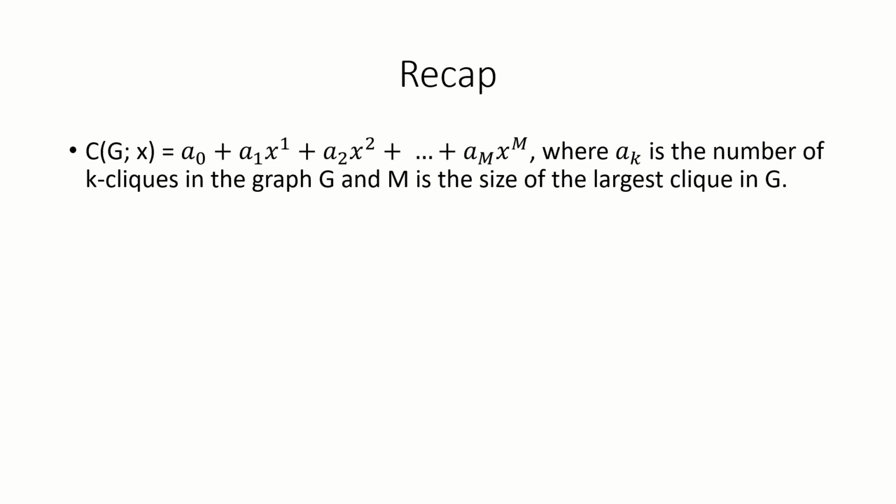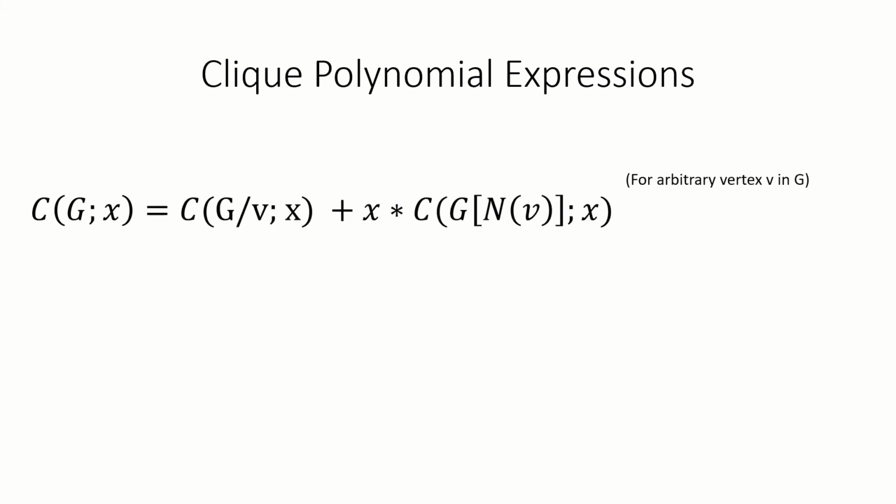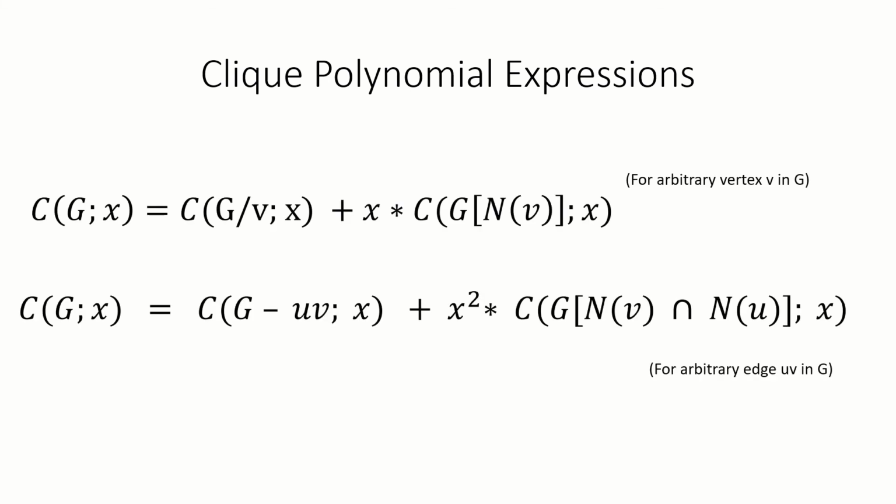To recap, the clique polynomial of a graph G is one whose coefficients represent the number of cliques of each size in the graph. In my previous video, we saw the following expressions for clique polynomials, relating clique polynomials of graphs to clique polynomials of subgraphs. In this video, we're going to look at two theorems involving the roots of clique polynomials, making use of the expressions seen here. The first theorem, which makes use of the top expression, is this.